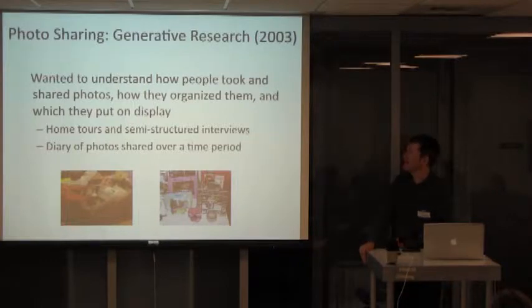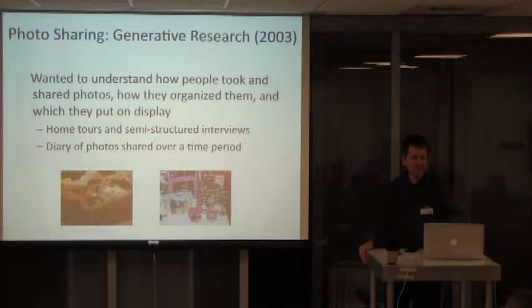So this is going way back, almost 9 years ago now. We were interested in photo sharing, and the first camera phones were just coming out, and we said, wow, sharing is going to be really important here because these are personal communication devices, and now they have cameras and internet connections. So we wanted to understand what people were doing with photo sharing at the time, just in their daily lives. So how did they take photos? How did they share them? How did they organize them? How did they decide what goes on display in their homes? How did they decide what to share with other people?